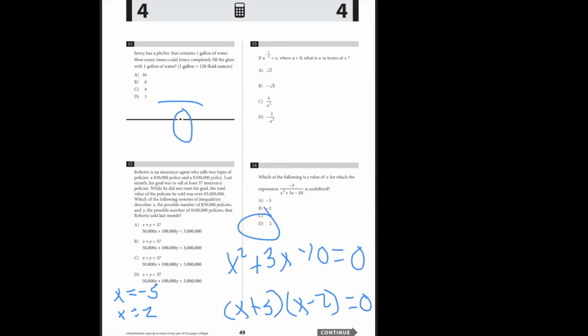So it's just kind of knowing those key terms as well, because I know that we all know what a factor is for the most part, but sometimes someone may not know when something is undefined, so it's just important to know that. So let's look at the next problem.